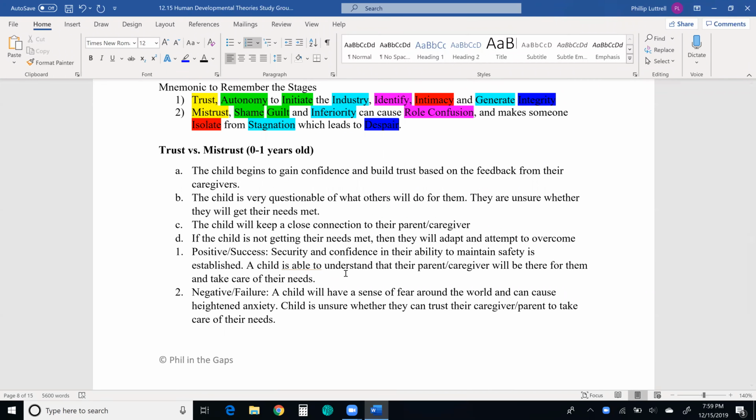So we have trust versus mistrust, which is from 0 to 1 years old. So this is when the child begins to gain confidence and to build trust based on the feedback from their caregivers.